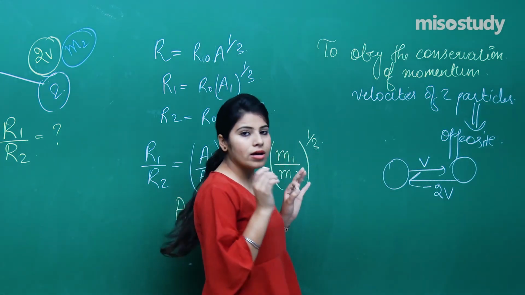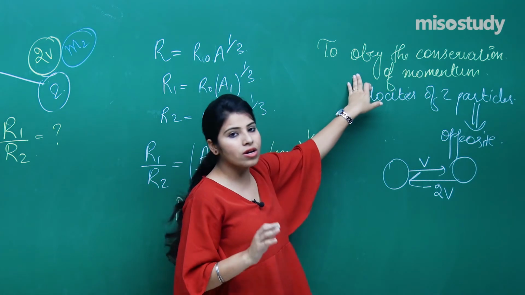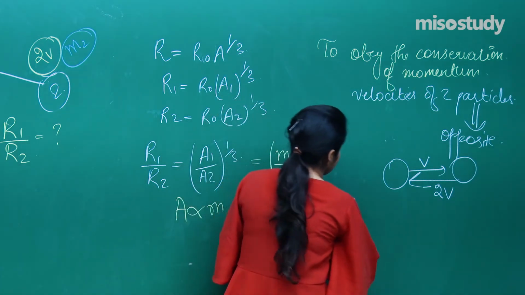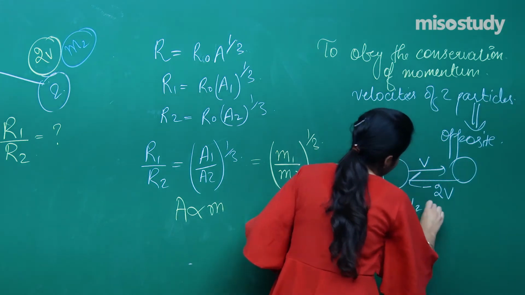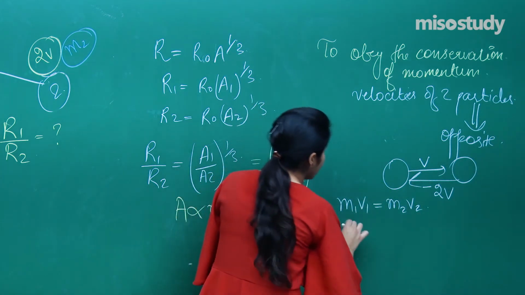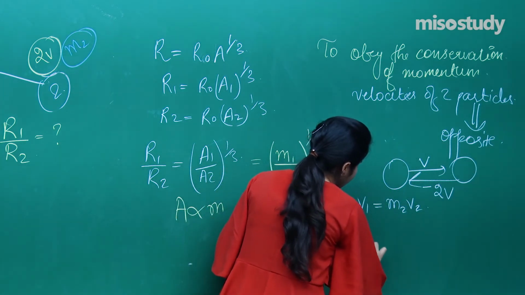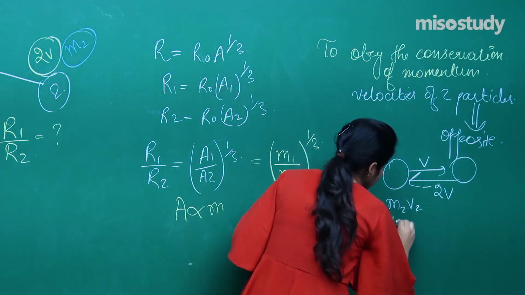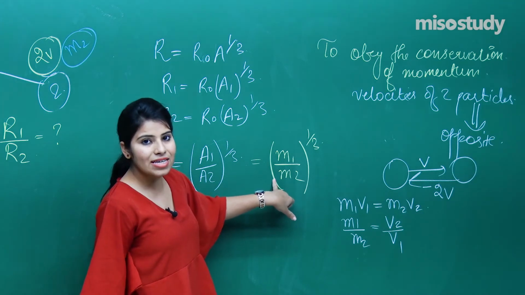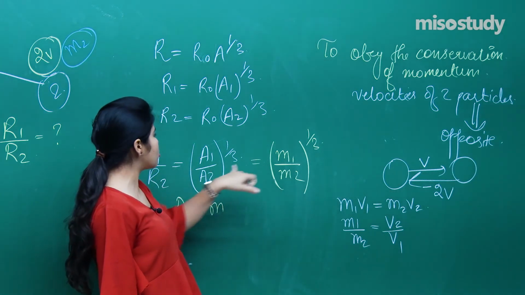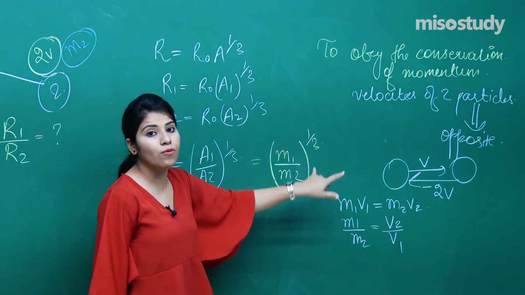So now if I am talking about the conservation of momentum, that means m1 v1 should be equal to m2 into v2. Now from here m1 upon m2 should be what? It should be v2 upon v1. From here you can see that we have reached R1 upon R2 equals m1 upon m2 raised to the power 1 by 3.